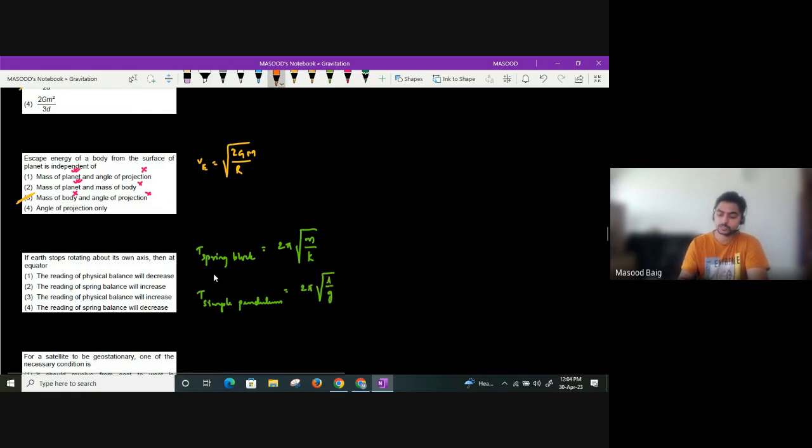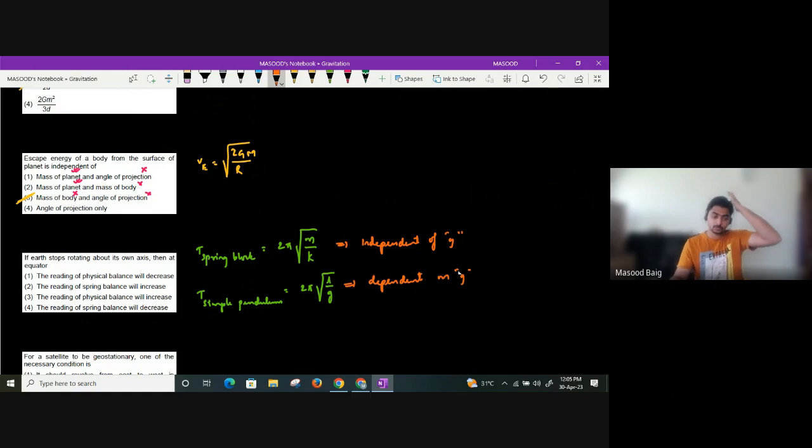So for the spring block system, it is independent of g. Whereas for a simple pendulum, or physical balance, it is dependent on g. So what are they asking? If Earth stops rotating about its own axis, omega value becomes 0. Then at the equator, what is the g value? g at the equator will be g at surface minus r omega square cos, and at the equator it is cos 0 only.